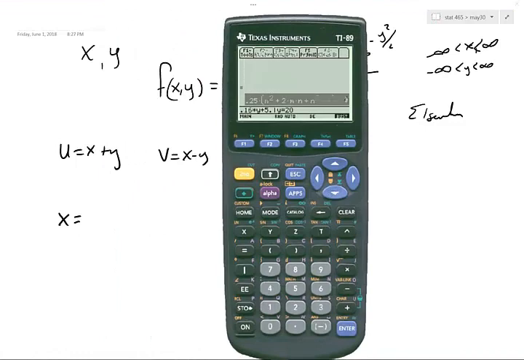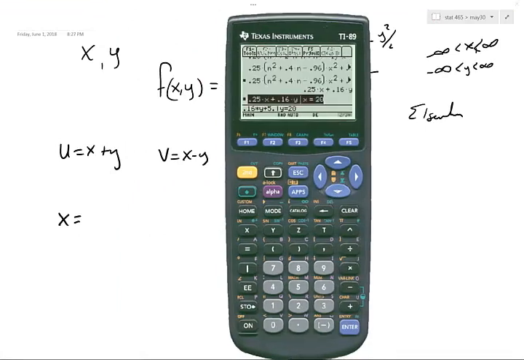Yeah, I'm not doing that. So here we go. So I'm going to go down here and I'm going to go to solve, which is under F2.